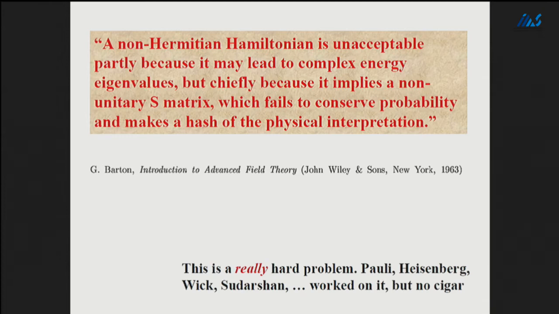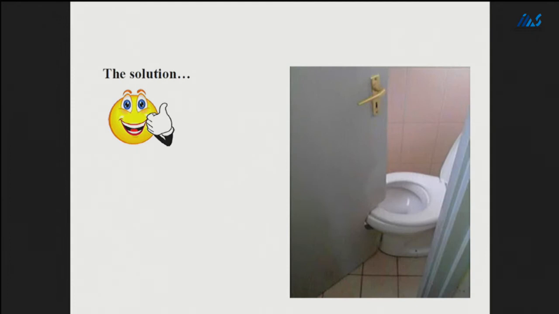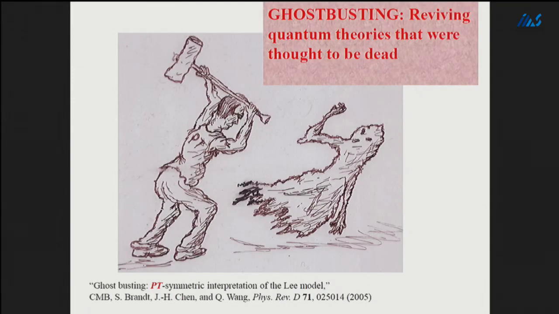But this is a really hard problem, and lots of people, Pauli himself, Heisenberg, Wick, Sudarshan, lots of people worked on this problem. And the problem remained unsolved. As far as people knew, this was a bad theory. This is a really hard problem, okay, as you can see. Now, the solution to this problem is over here, okay? And we also found the solution to that problem.